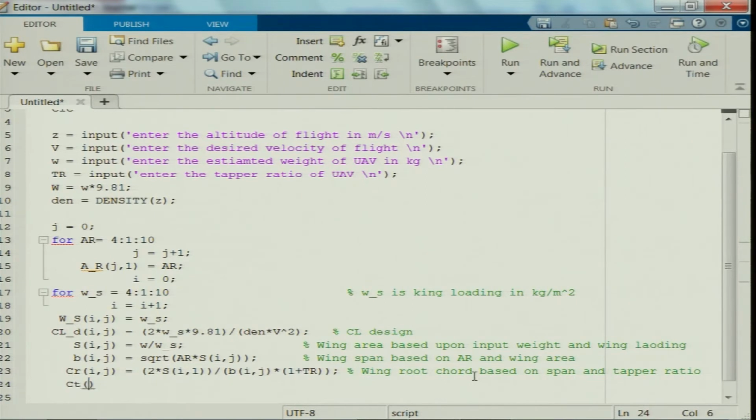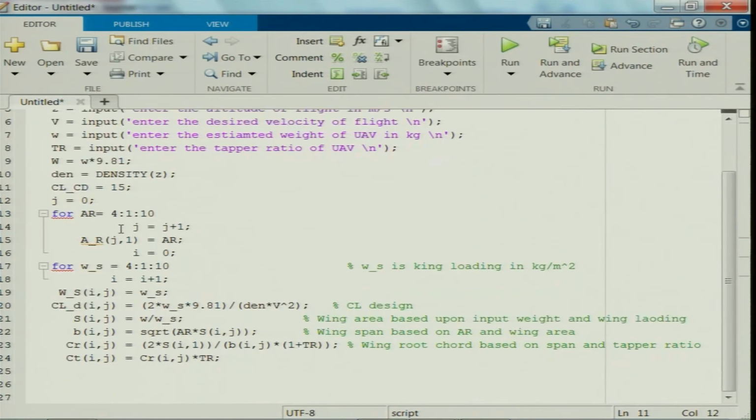Okay. So, what is CT? Straightforward. CT is CR times lambda, isn't it? CR of I comma j times taper ratio. Taper ratio is an input again here. So, can we find out L by D in the earlier case? CL by CD is 15 here, that is an input. So, we can also find out what is CD for this L by D, right.